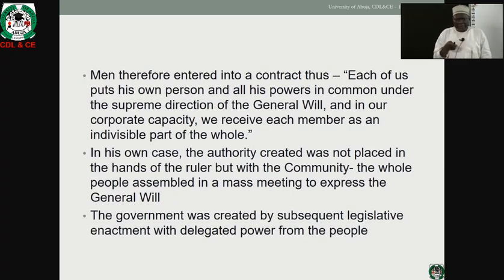So the government was created by subsequent legislative enactment with delegated power from the people. In effect, whatever powers and functions the government performs are given to it by the people. The general people met under one roof and agreed that, okay, we are surrendering and giving you this power. In return, you protect our life and property, and ensure that our welfare is guaranteed.